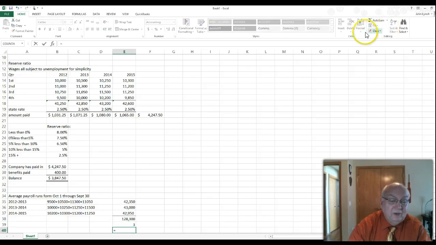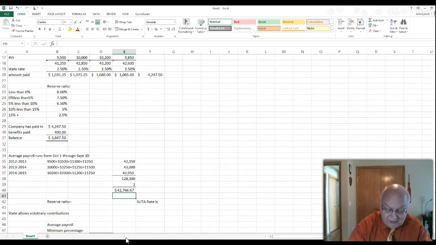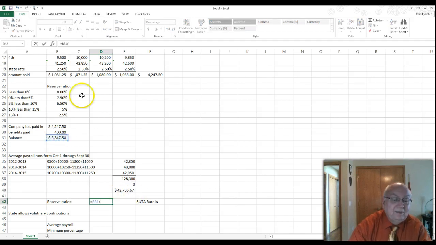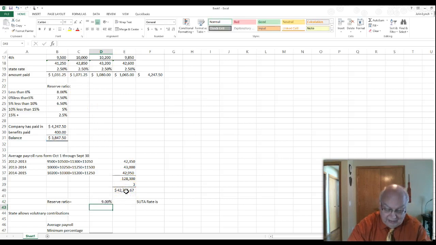So we'd take the 128,300 divided by 3 years. So your average wage is 42,766.67. Okay, to get the reserve ratio then, we would equal what you have in the balance divided by the balance, which is 9%, is the reserve ratio.